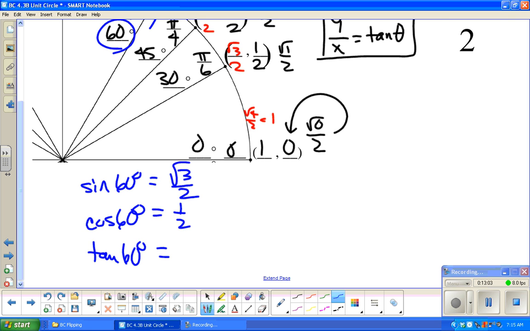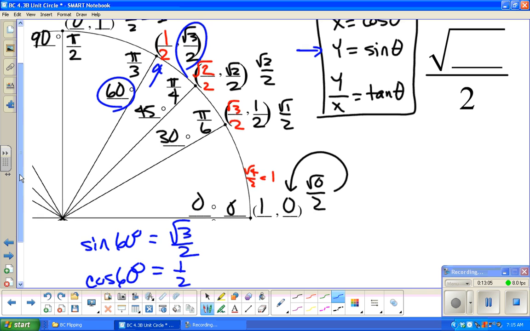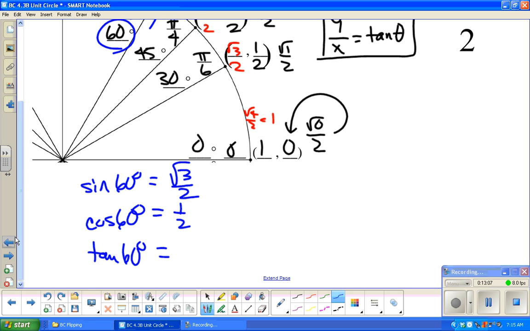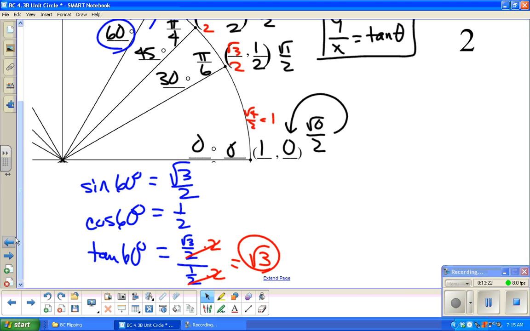Tangent of 60 is the fun one. I have to do y over x. So the y value was square root of 3 over 2. The x value was 1 over 2. Well, I can multiply the top and bottom by 2 to clean this up. Square root of 3. Now, if the square root would have been on the bottom, I would have had a little more work to do.